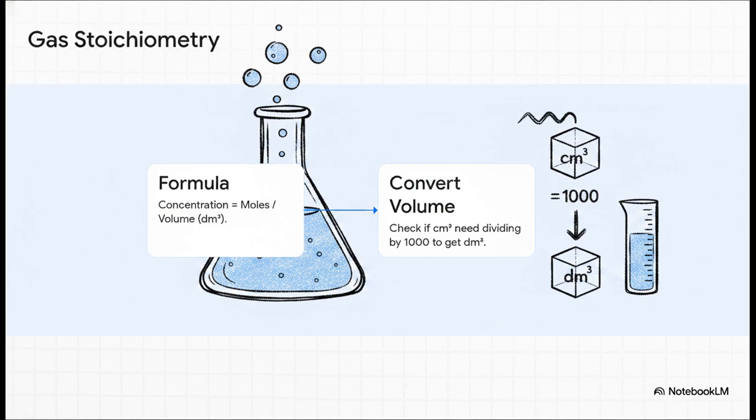But step 2 is where most people trip up. You must always check if your gas volumes need to be converted from cubic centimeters into cubic decimeters. You do this by dividing your cubic centimeters by 1,000 before plugging them into your calculation. Honestly, forgetting that step is the easiest way to fail a calculation. But if you remember that simple conversion rule, the math will perfectly reflect the reality every single time.